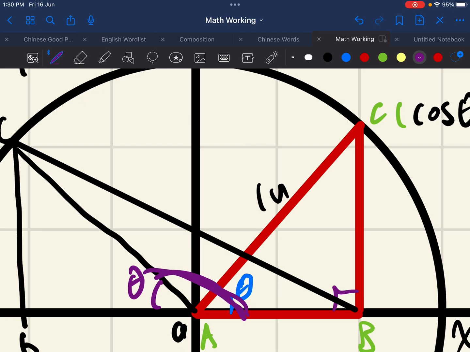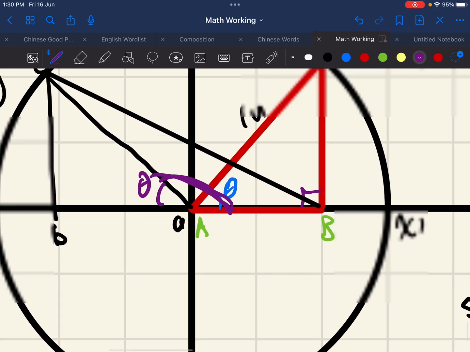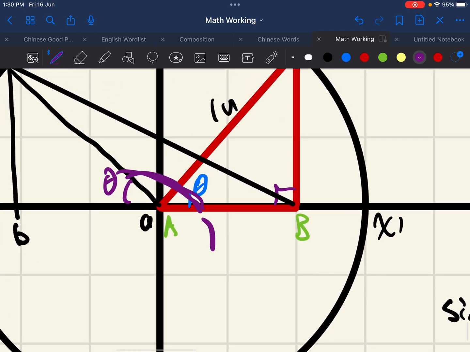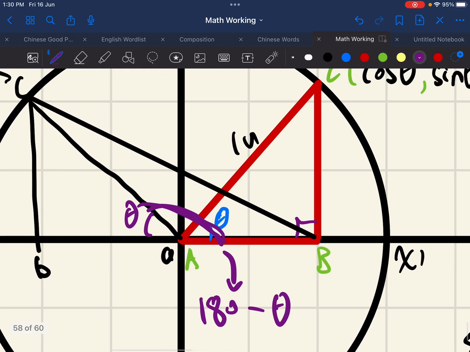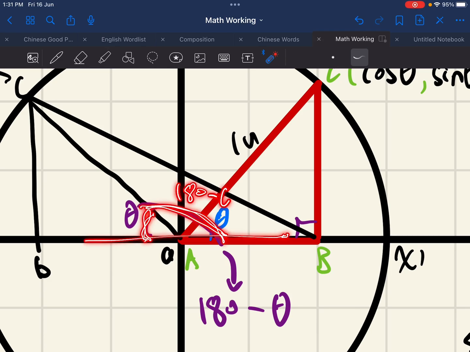You see this big angle, and what is this big angle? This big angle here is 180 minus theta. This is adjacent angles on the straight line. This is a straight line, and this is theta. So to find this angle, I have to use 180 minus theta. And can everybody understand this concept? It's a very simple concept. It's just angles on a straight line, adjacent angles on a straight line.